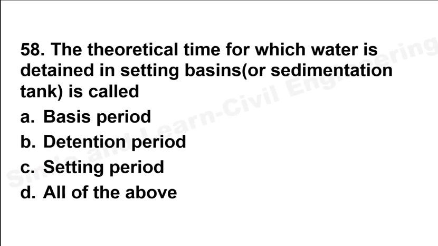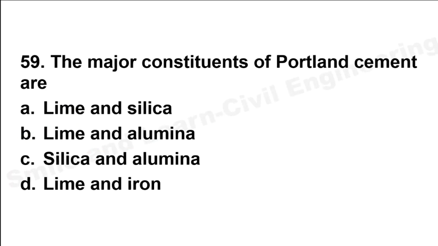Question number 58, the theoretical time for which water is detained in settling basins. Correct answer, detention time or detention period. We all know various types of units and their detention periods. You need to remember them. Okay. Question number 59. The major constituents of Portland cement, we all know, lime 67% and silica 25%. So these are the major constituents.